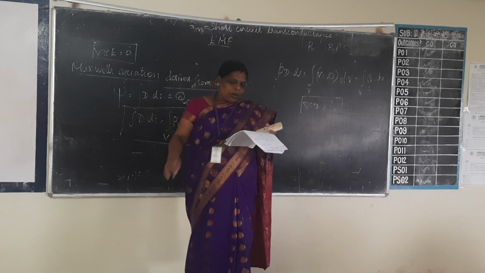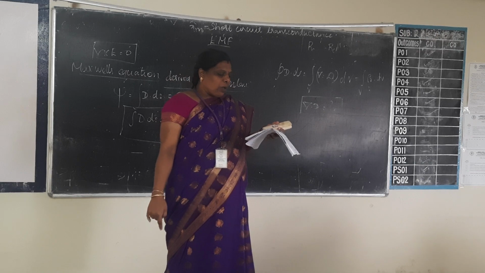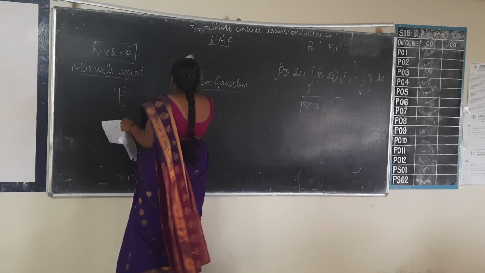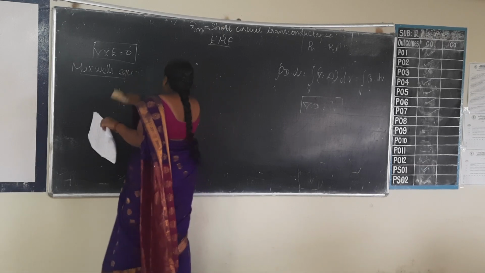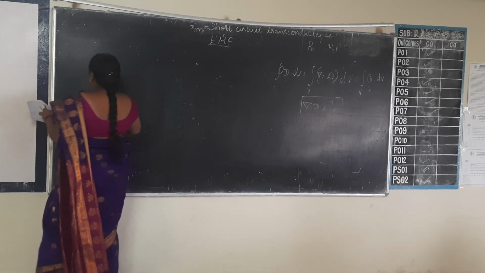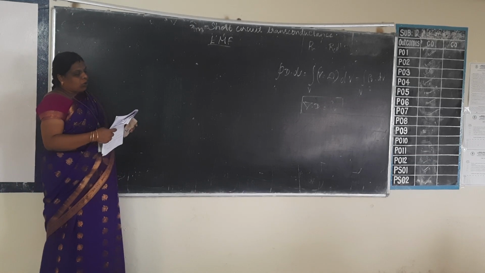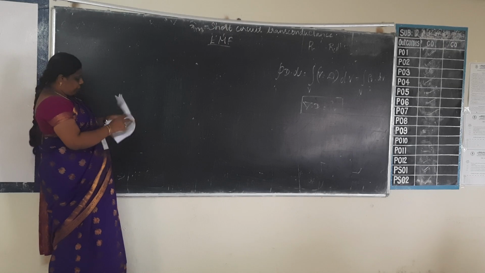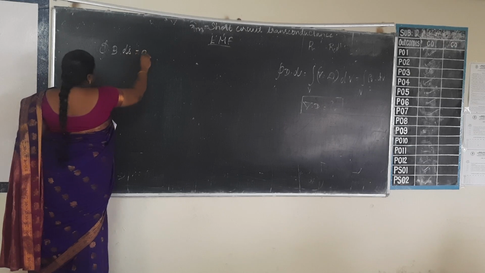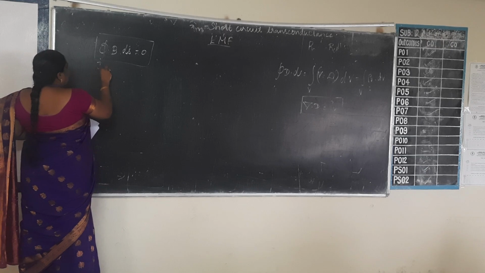As the last one, Maxwell's equation derived from Gauss law for the magnetostatic field. That is given by the integral of B dot ds is equal to 0. This is called the integral form.